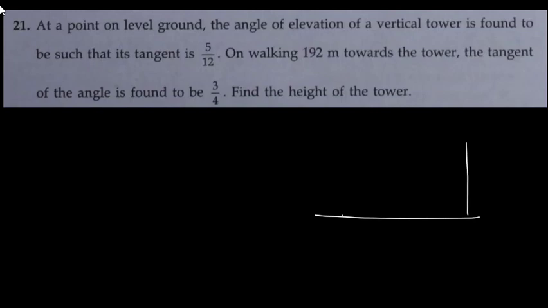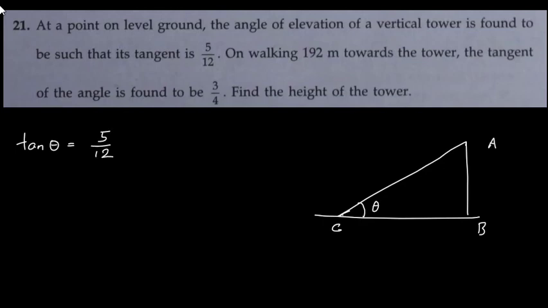On this vertical tower, say it is AB, and the height is not given. What is given is that the tangent is found to be 5 divided by 12. So suppose this is point C, and if I consider this angle, say theta, then tan theta is given. Tan theta is 5 divided by 12.